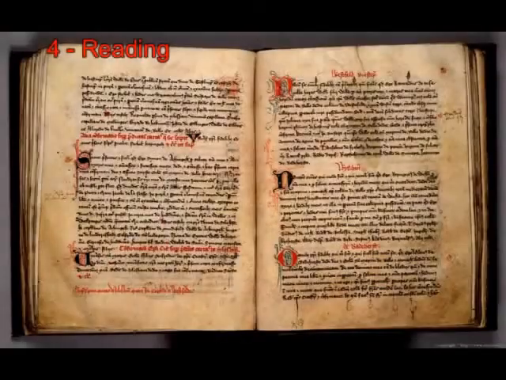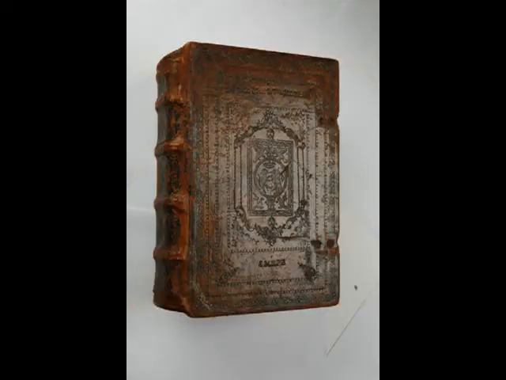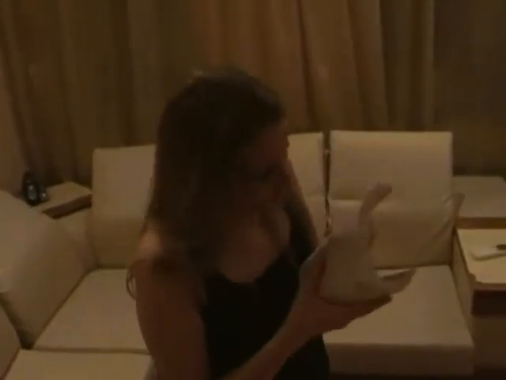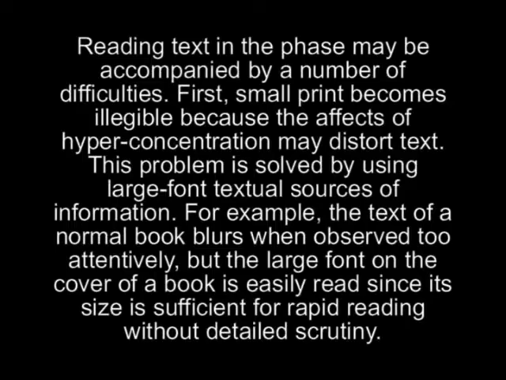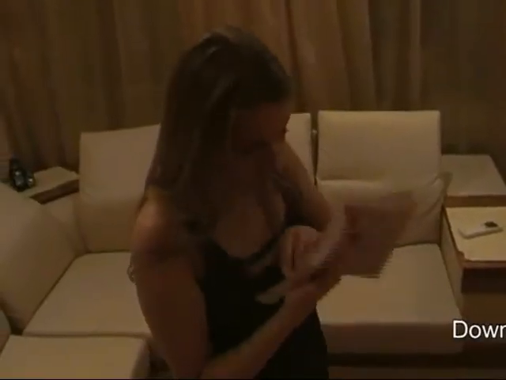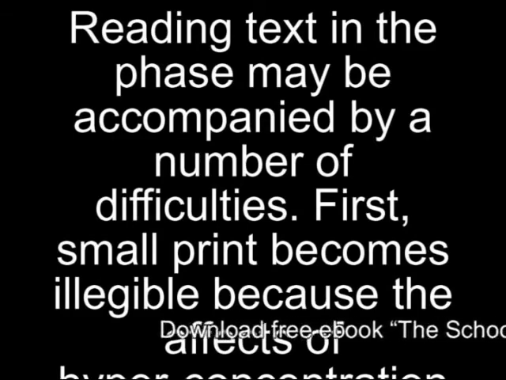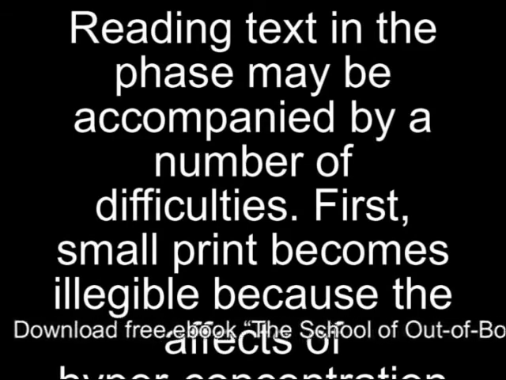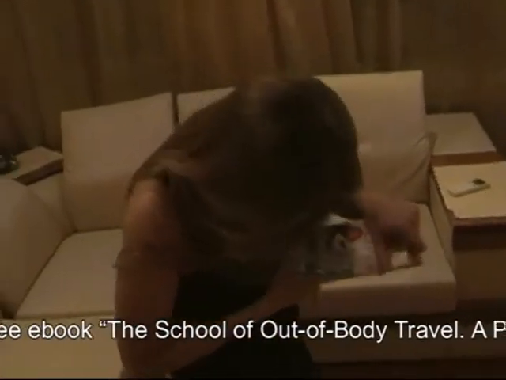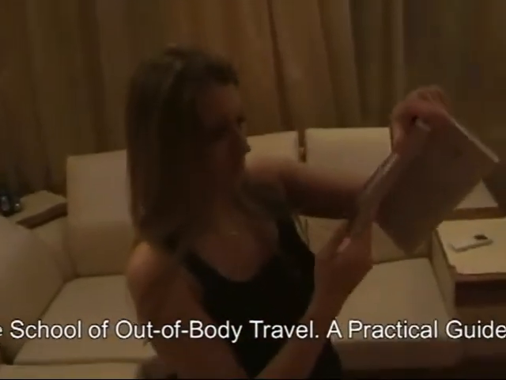Reading. Reading text in the phase may be accompanied by a number of difficulties. First, small print becomes illegible because the effects of hyperconcentration may distort text. This problem is solved by using large font textual sources of information. For example, the text of a normal book blurs when observed too attentively, but the large font on the cover of a book is easily read since its size is sufficient for rapid reading without detailed scrutiny.